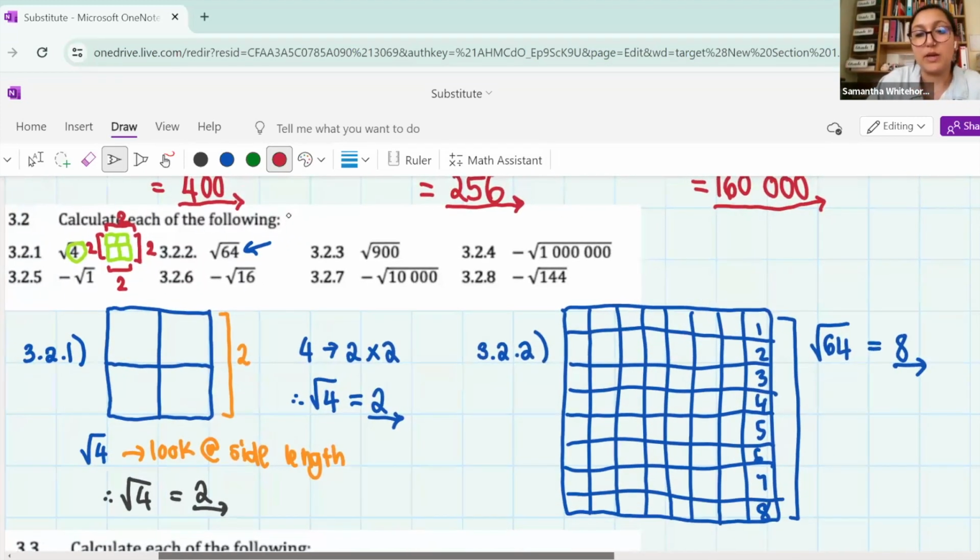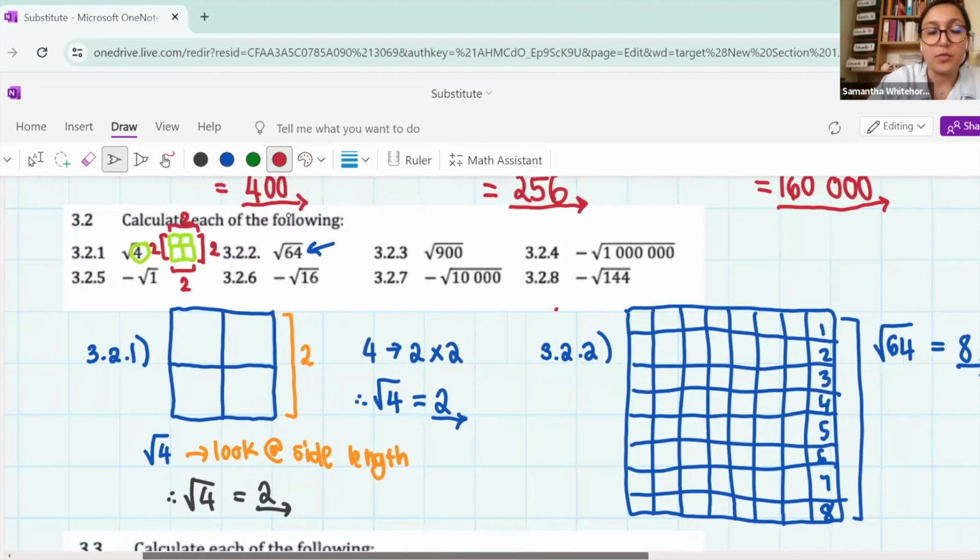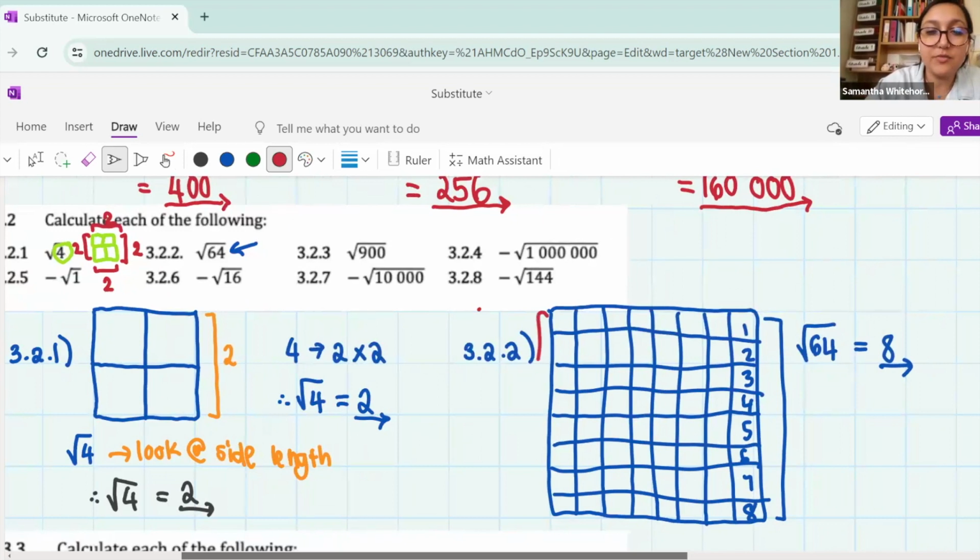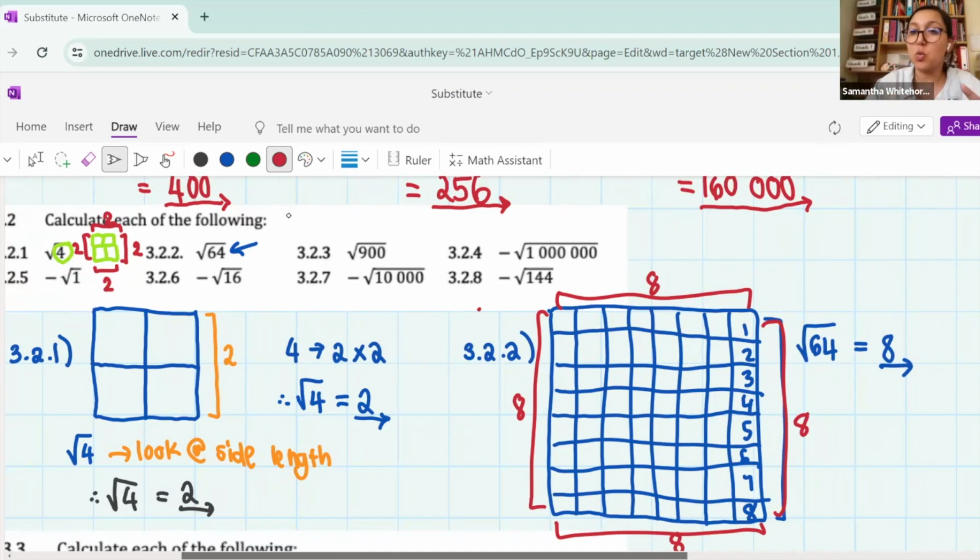If we have a look at this one as a sort of second example, each of my side lengths here are 8. That's 8 blocks. That's 8 blocks. This is 8 blocks. This is 8 blocks. Again, I'm creating a square. It's a perfect square number, 64. And because I've got this square shape now, where the side lengths are all 8 blocks, I know that the square root of 64 is 8.